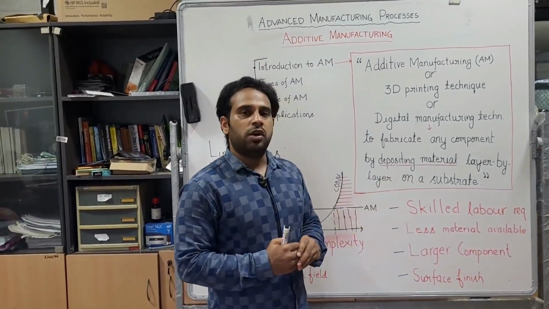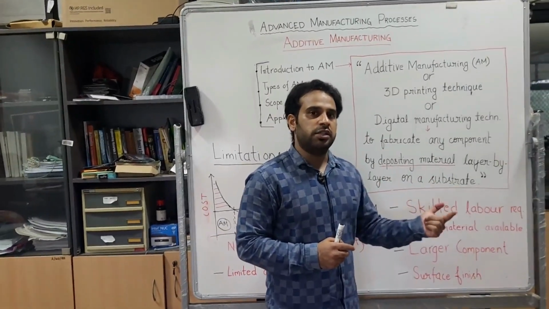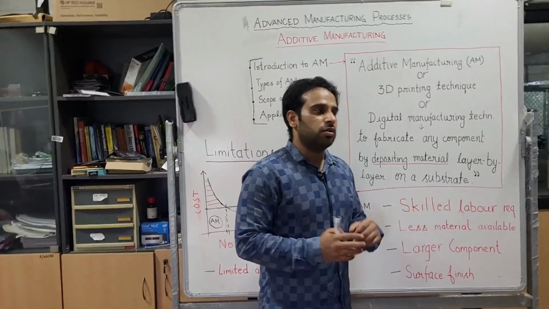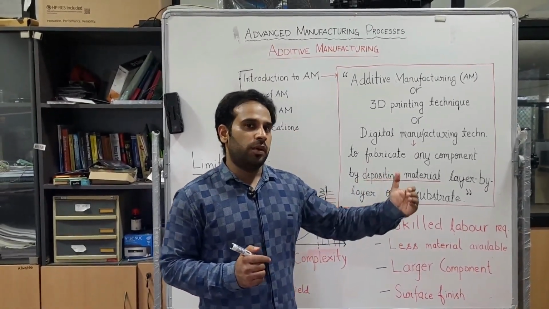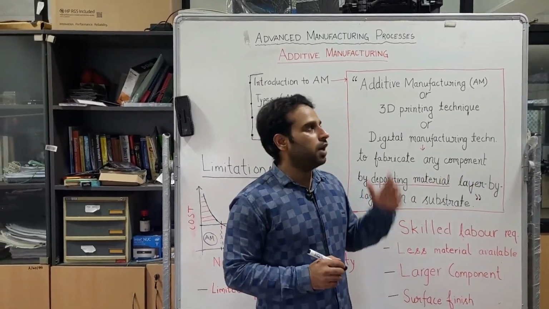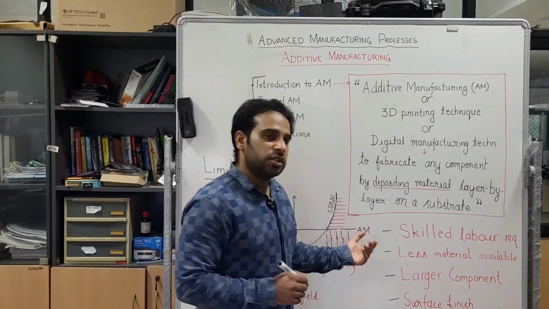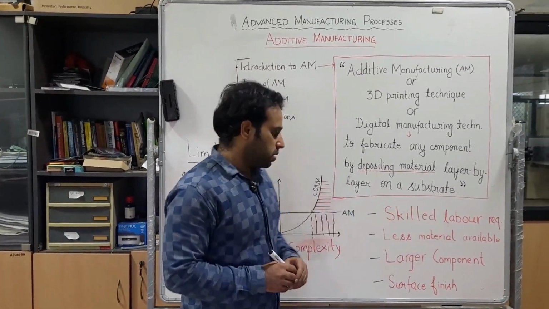For example, if we talk about the laser wire direct energy deposition additive manufacturing technique, it has the capability to produce components up to 3 meters. But if the component size is more than that, we cannot produce it with the additive manufacturing approach. So this is an example of the larger component limitations.